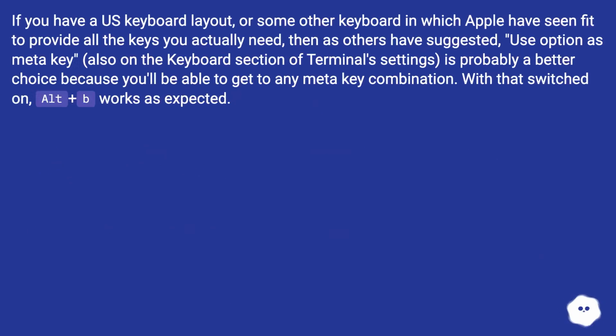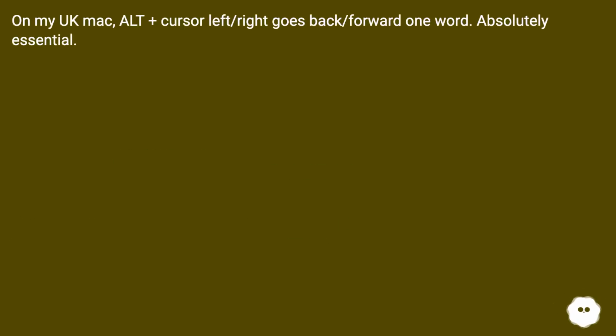If you have a keyboard layout, or some other keyboard in which Apple have seen fit to provide all the keys you actually need, then as others have suggested, use option as meta key, also on the keyboard section of terminal settings, is probably a better choice because you'll be able to get to any meta key combination. With that switched on, Alt+B works as expected. On my UK Mac, Alt plus cursor left to right goes back forward one word. Absolutely essential.